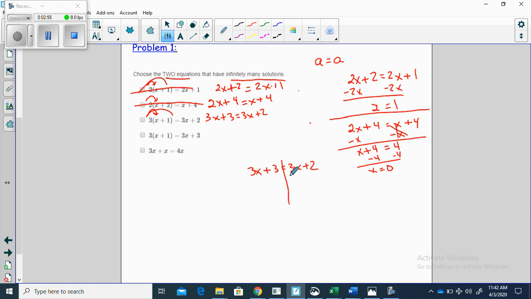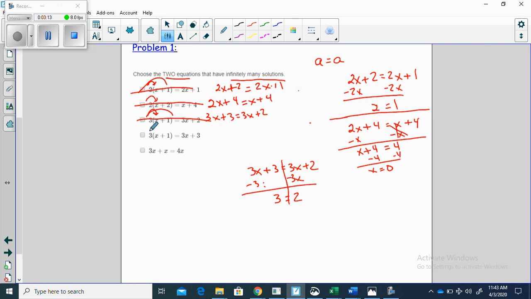What if I subtract 3x from each side? I come away with 3 is equal to 2. Well, that's A is equal to B there. That means I have no solutions, and I'm looking for infinite number of solutions.